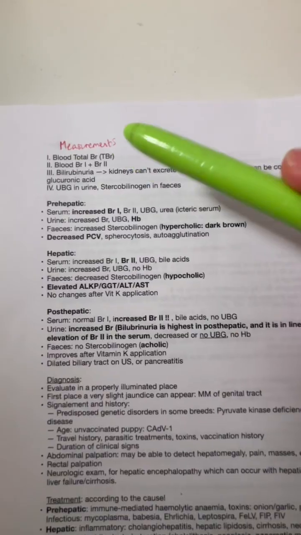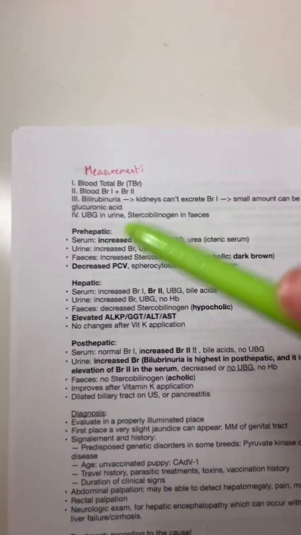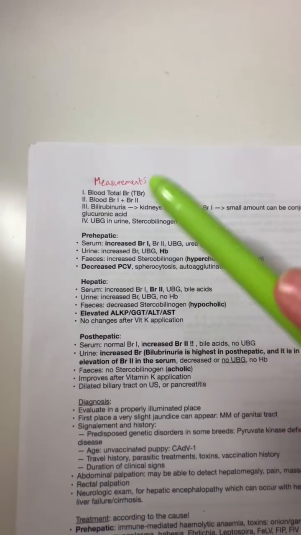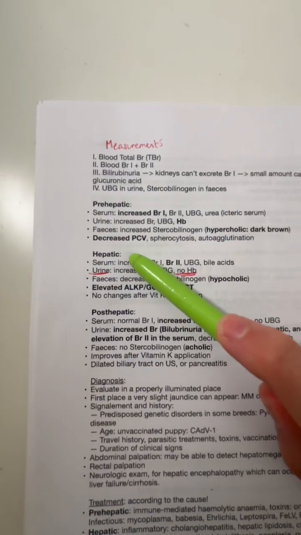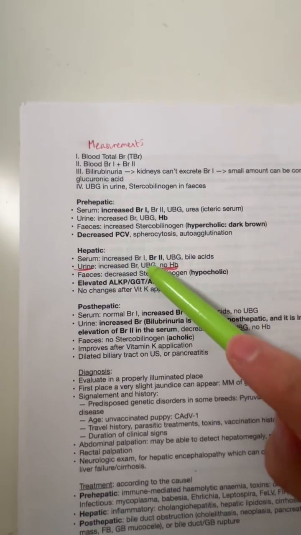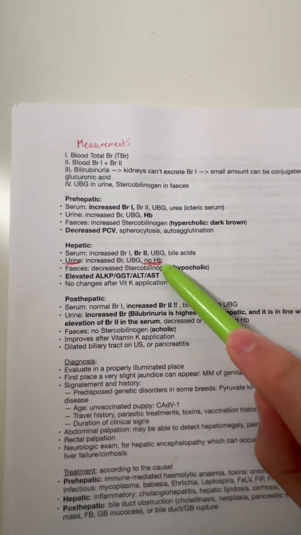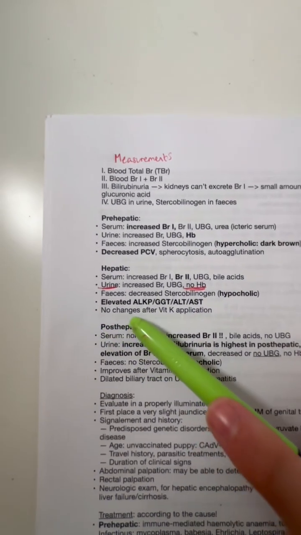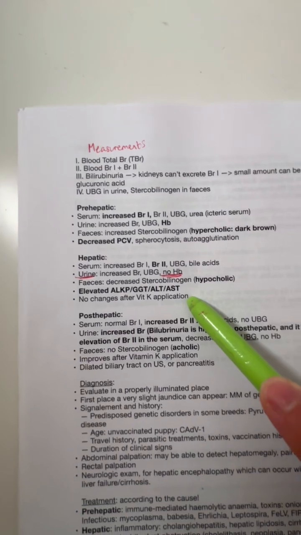bilirubinuria, this is when the kidneys can't excrete bilirubin 1, and also urobilinogen in the urine and stercobilinogen in the feces. In prehepatic icterus, we can see an increase of bilirubin 1, and in the urine we can see hemoglobin, and we can see a decreased hematocrit. In hepatic icterus, we can see an increase of bilirubin 2 in the serum, but in the urine we see no hemoglobin. And we can see elevated liver enzymes such as ALKP, GGT, ALT, and AST.